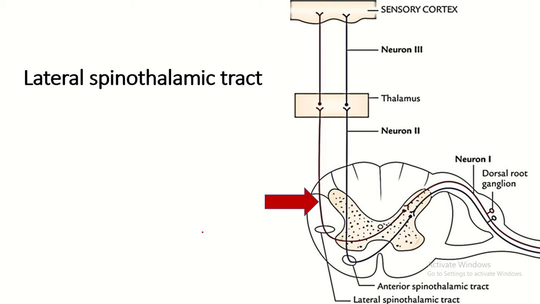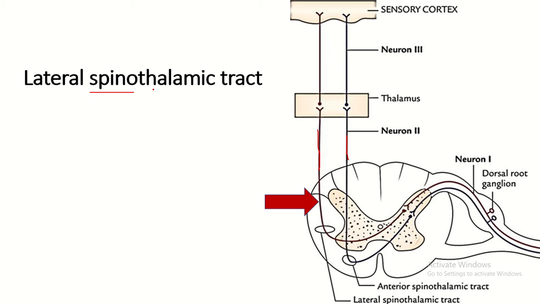In this video, I discuss the lateral spinothalamic tract. At first, what is a tract? Tracts are the collection of the axons within the central nervous system. There are two types of tract: ascending tract and descending tract. So, what type of tract is it?